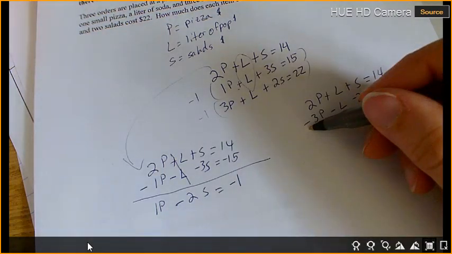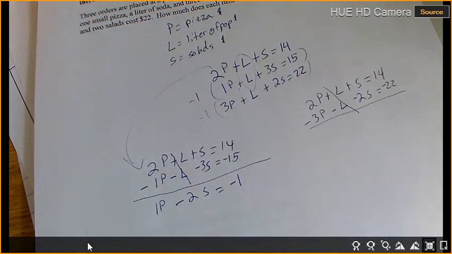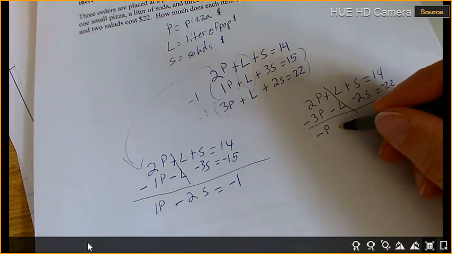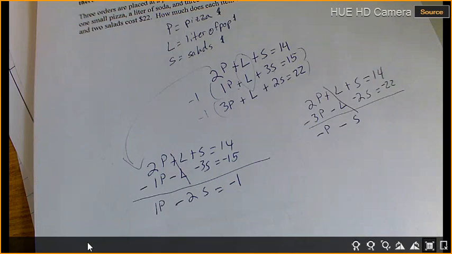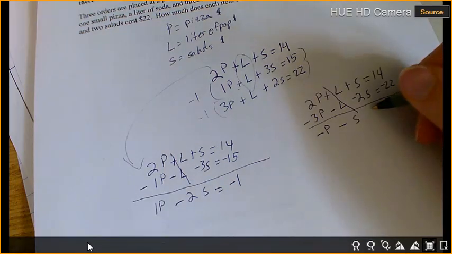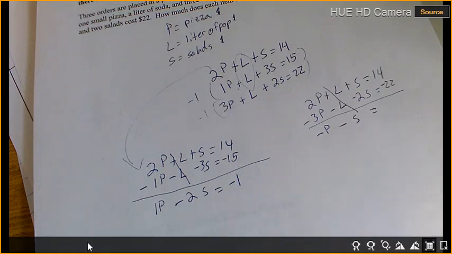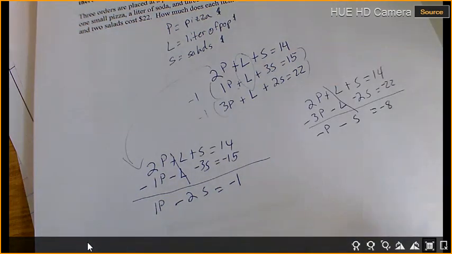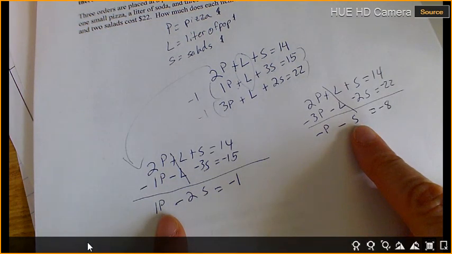Now I'm going to add these straight down. It's going to cancel out L. So I get negative P minus S equals, and if we go 22, negative 22 and 14 gives me a negative 8. Now I have these two equations which neither of them have L in it.